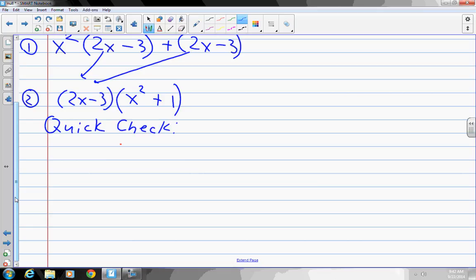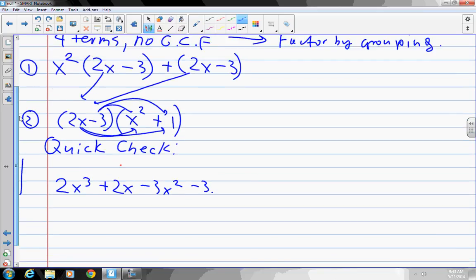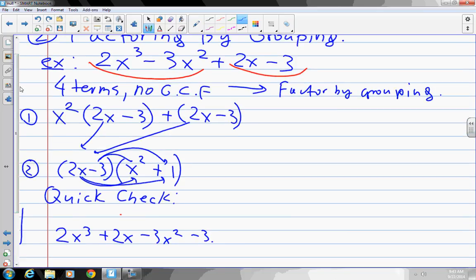If I FOIL this thing, I should get the original problem back. If I don't, I did something wrong. Well, since you already know how to FOIL, 2x times x squared is what? 2x cubed. 2x times 1 is 2x. Negative 3 times x squared is negative 3x squared. And negative 3 times 1 is negative 3. Is this the same as what we had originally? Written in a different order, but that doesn't matter. It's the same expression. Is that okay?